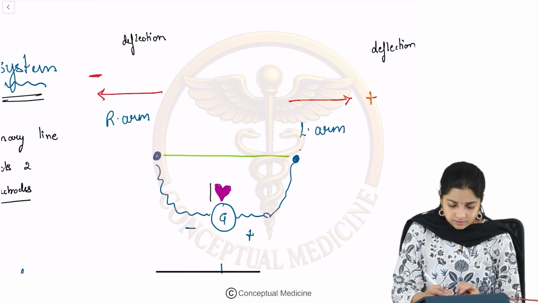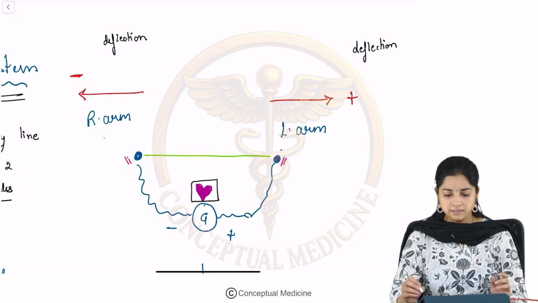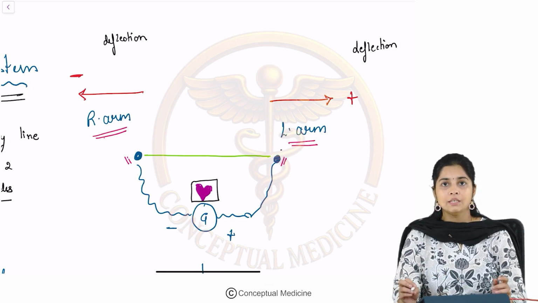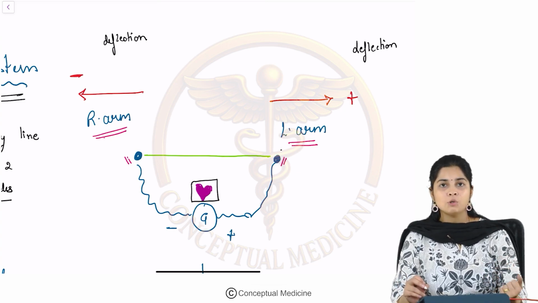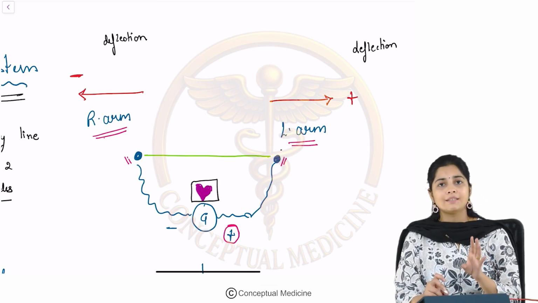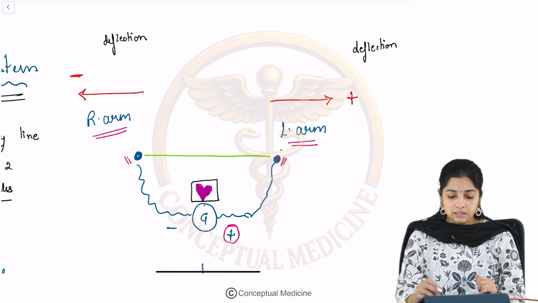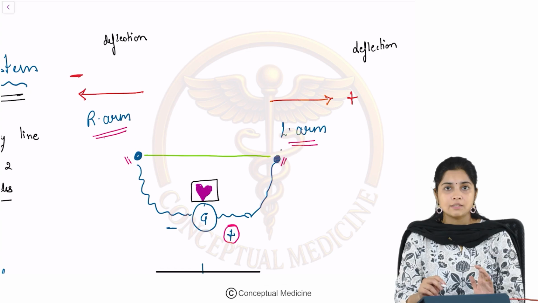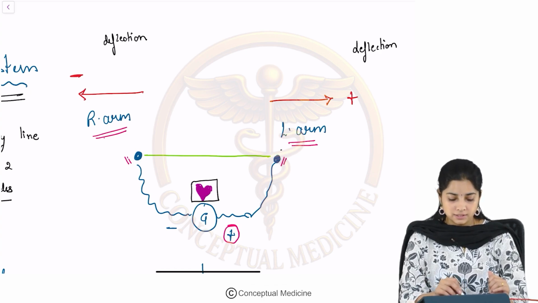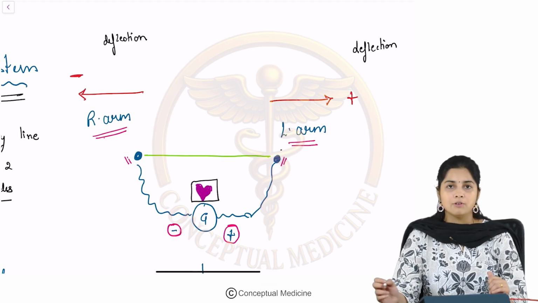Now, this is your heart. With the heart in the center, we place two electrodes. We have one electrode connected to the left arm and another electrode connected to the right arm. By convention, the electrode connected to the left arm is connected to the positive pole of the galvanometer. The galvanometer is the device which identifies and records the electrical activity. The electrode which belongs to the right arm is connected to the negative pole of the galvanometer.